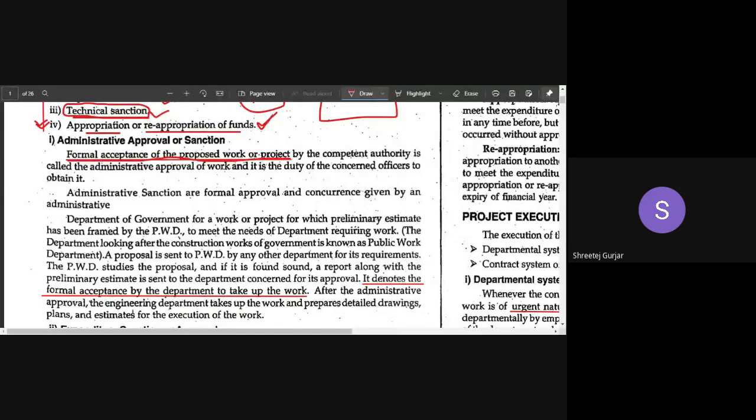It denotes the formal acceptance that we can take up this particular work as it is beneficial, as it is useful, and we can go forward with this particular project. Permission is given by the competent authority, right? It is just the administrative approval, not any technical, not any financial. It is just like taking permission for going forward with this project.